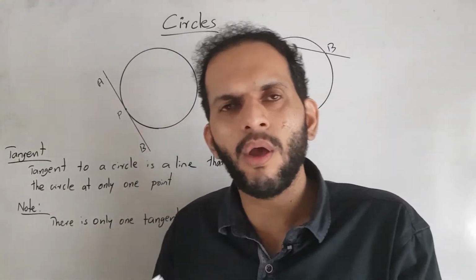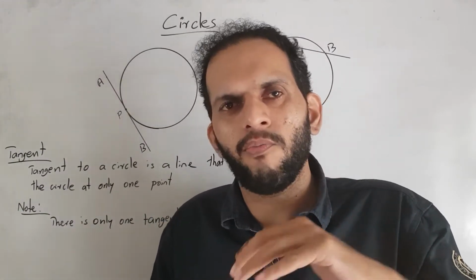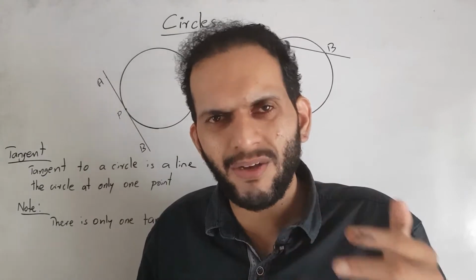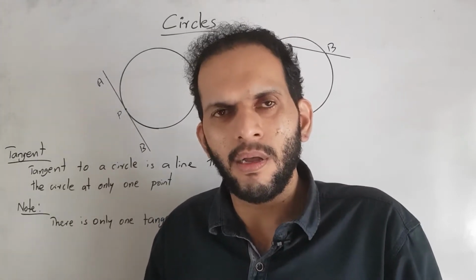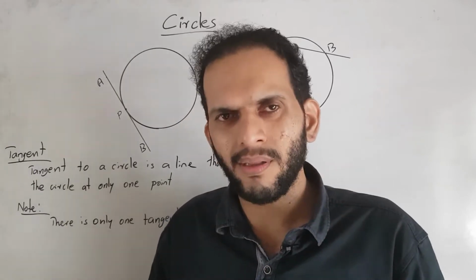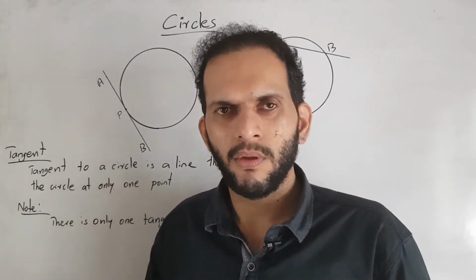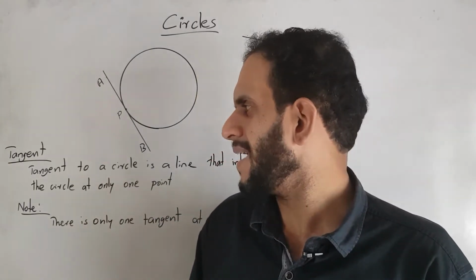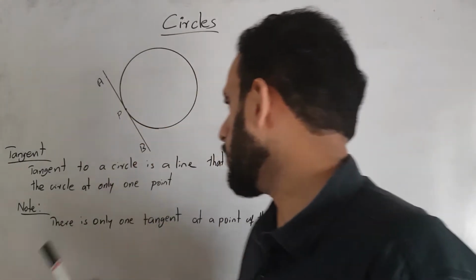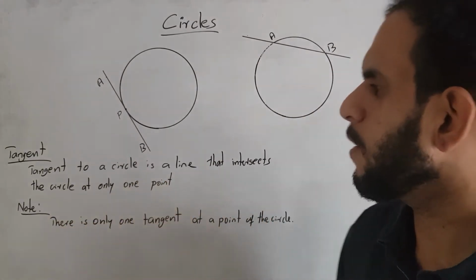A tangent is a line that touches the circle at exactly one point. The tangent we are drawing from an external point of the circle. Then that line touches the circle at exactly one point. That line is called the tangent of the circle. And what is a tangent? The tangent to a circle is a line that intersects the circle at only one point.